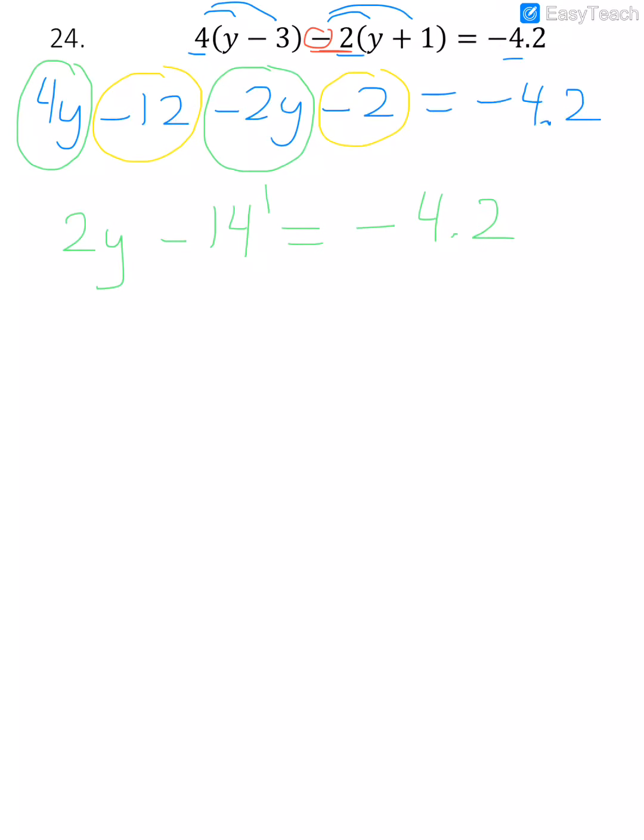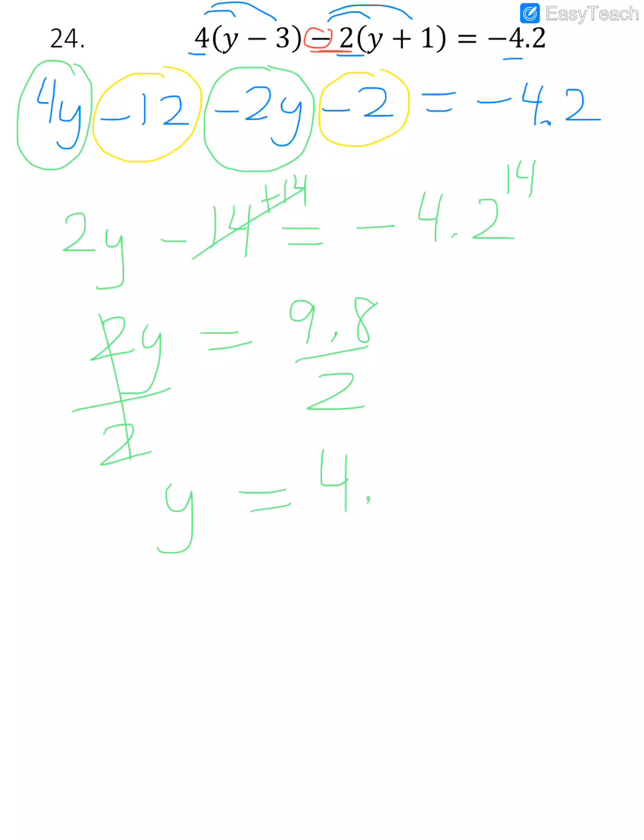We're so close, so we're going to take 14 to the other side. That leaves us with 2y on the left side. And if we subtract those, we get 9.8. Divide both sides by 2, and y equals 4.9. So because we started with decimals in the question, like in the very original question, and there's no fractions, that means we should leave it as a decimal. So simplify it down to this final answer.